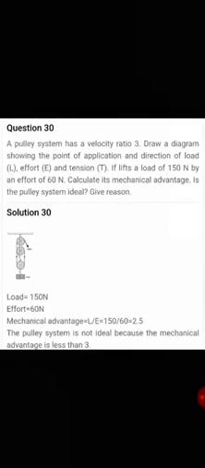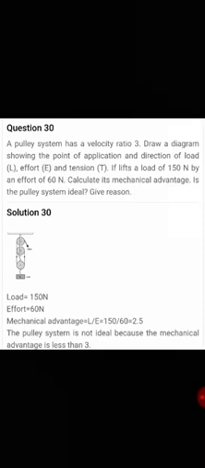Next. A pulley has a velocity ratio 3. Draw a diagram showing the point of application and direction of load, effort and tension. If it lifts a load of 150 Newton by an effort of 60, calculate its mechanical advantage. Is the pulley system ideal? Give reason. So VR is 3.